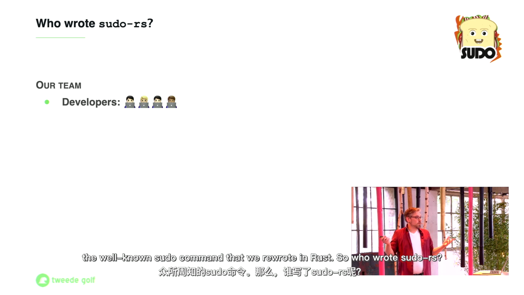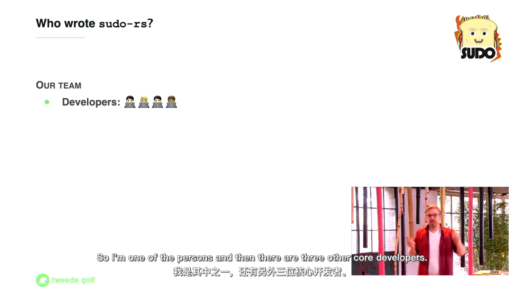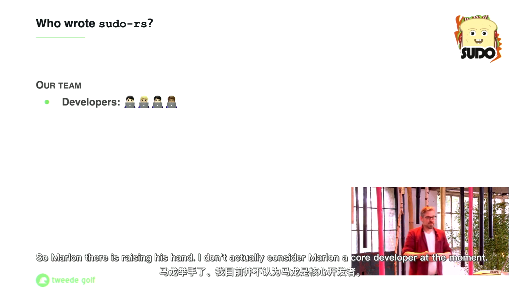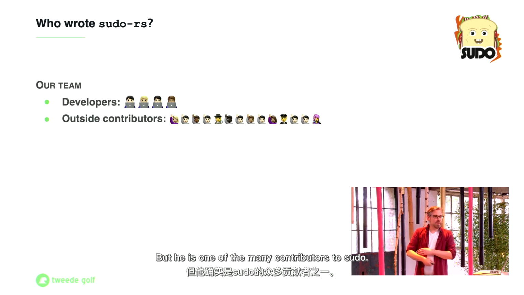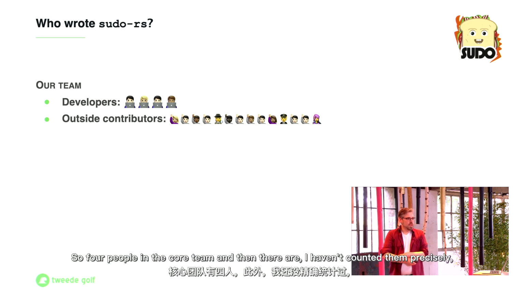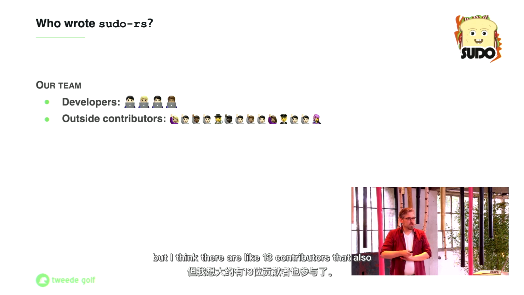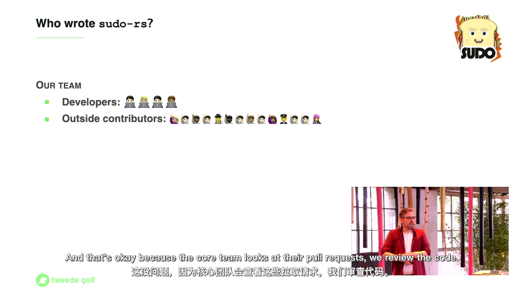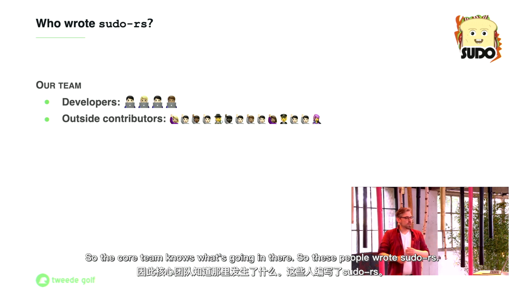So who wrote sudo-rs? I'm one of the persons, and then there are 3 other core developers. Marlon there is raising his hand. I don't actually consider Marlon a core developer at the moment, but he is one of the many contributors to sudo. So 4 people in the core team, and then, I haven't counted them precisely, but I think there are like 13 contributors that also send in pull requests on our GitHub page. And that's okay, because the core team looks at their pull requests, we review the code, so the core team knows what's going in there.